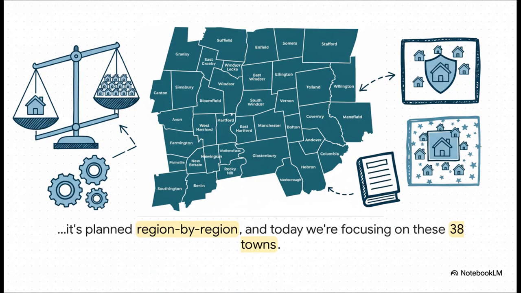So, let's zoom in on our focus for today, the capital region. We're talking about these 38 specific towns you see here. And while they're all part of one big regional housing plan, here's the really important part. The plan does not treat every town the same, not at all. Housing goals get handed out very differently from one town to the next.